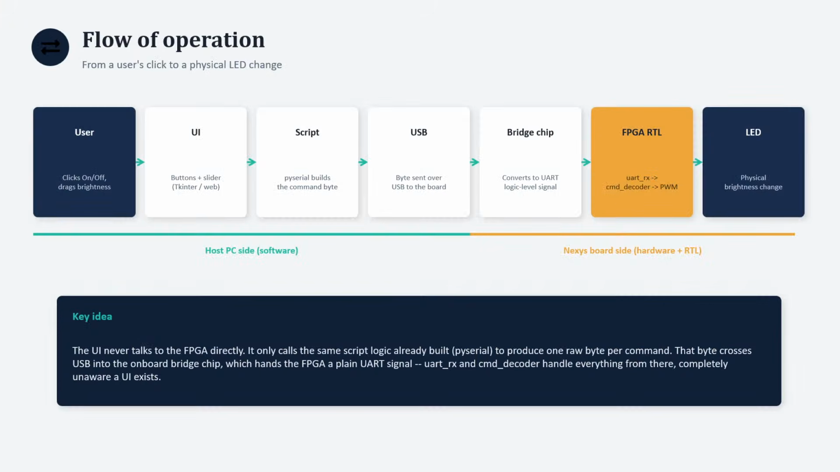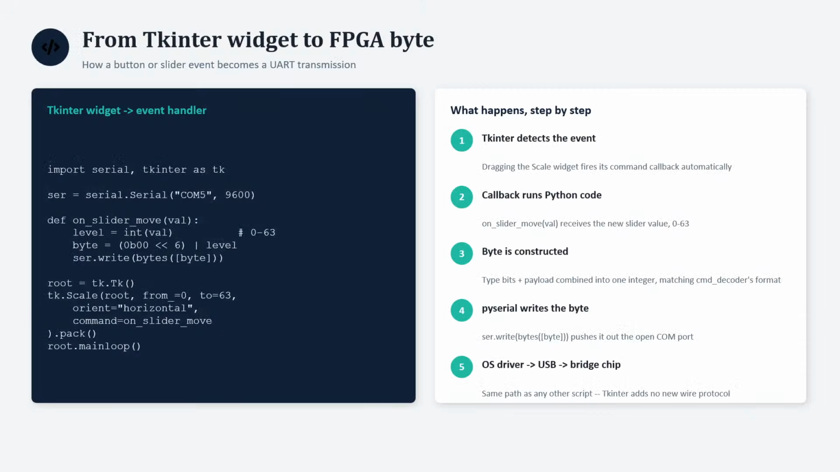This is what we saw in our previous sessions also. If the user switches the button on or off, or drags a brightness slider, the UI is going to interact with the Tkinter script, and it is converted into commands sent over USB to the UART bridge chip. In the Nexys FPGA, which I showed you in the previous session, that bridge is going to convert it into UART commands, and our FPGA is going to receive and decode them. So that is what we saw in our previous session also.